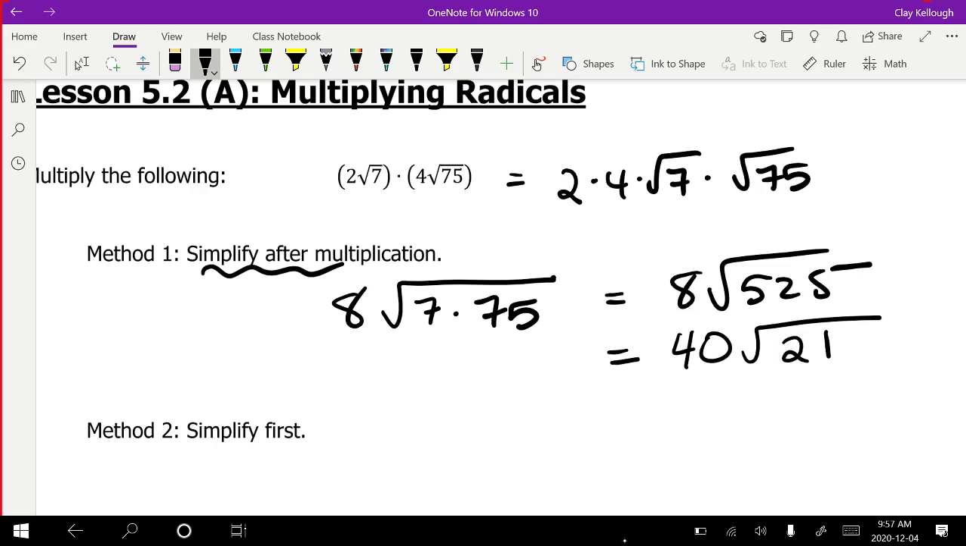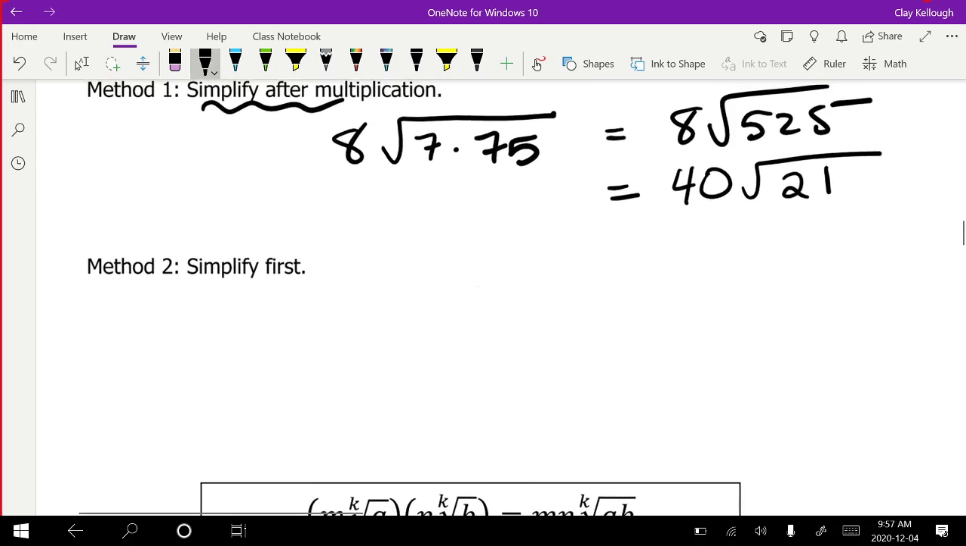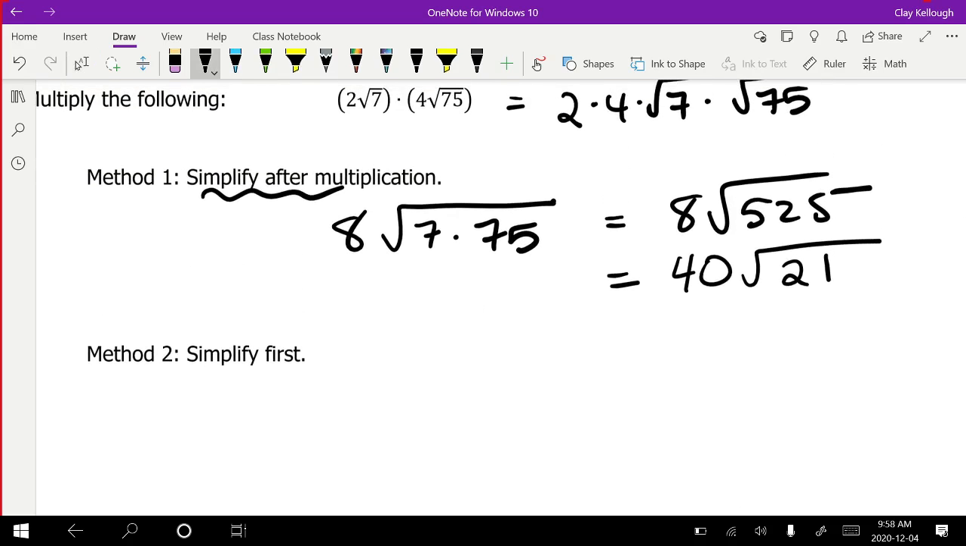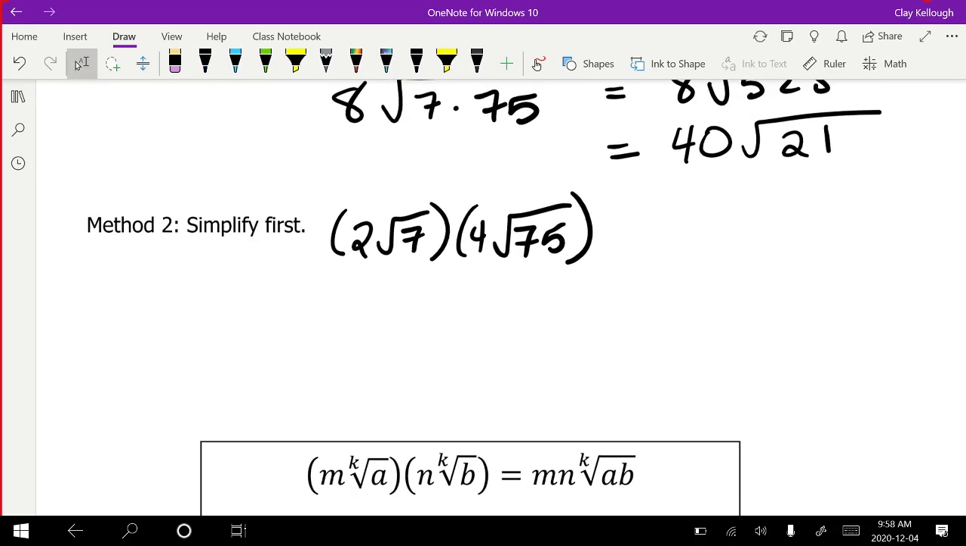They call that method 1. You know what I like better? Method 2 is to simplify first. How about before I even set foot in this multiplication, why don't I simplify the 75 first? There's a perfect square in there to begin with. This 25 is in there. Wouldn't it have been easier to do it this way?